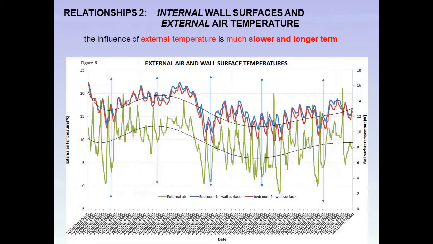On the other hand, if we have a look at the influence of external temperatures on internal wall surface temperature, the effect is far, far slower. There is no direct relationship, or rather quick direct relationship. What we have is a much, much slower change, as we can see from the graph. The arrows are showing quite simply that there is no rapid change with change in one factor or the other. So it's a much slower change when we're dealing with outside temperatures.